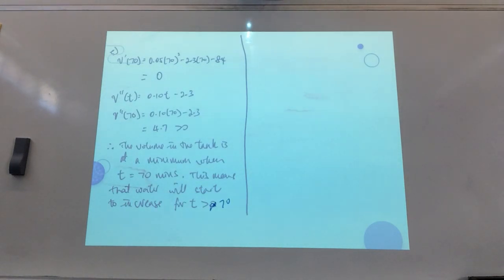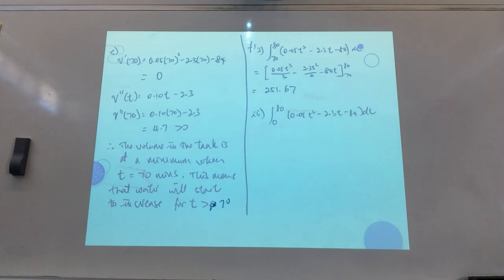On the graph, it'll be like this. You know here, it'll start increasing, because it's a minimum turning point. So from there, you can integrate 70 to 80 of F1, and you'll find that that is 251.67. The increase in water in the first 10 minutes is 251.67 liters. I should have answered the question.